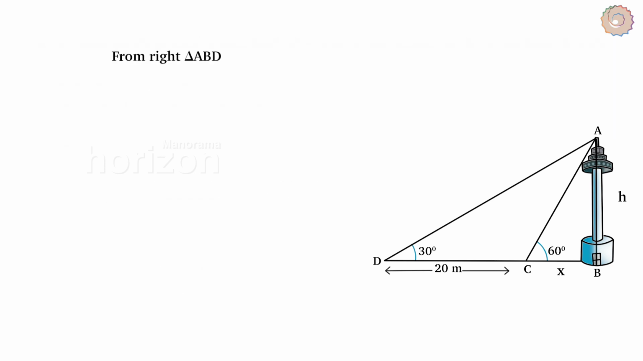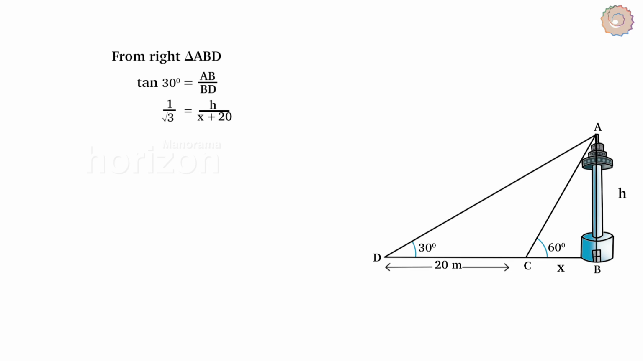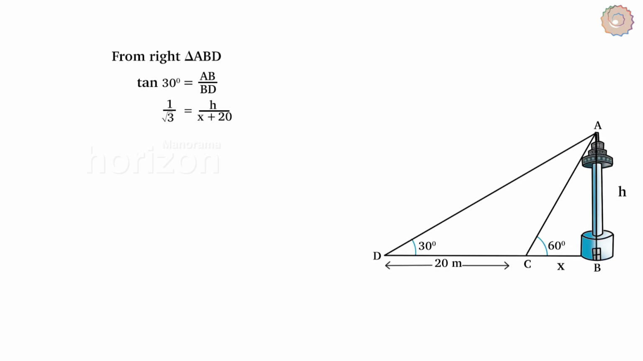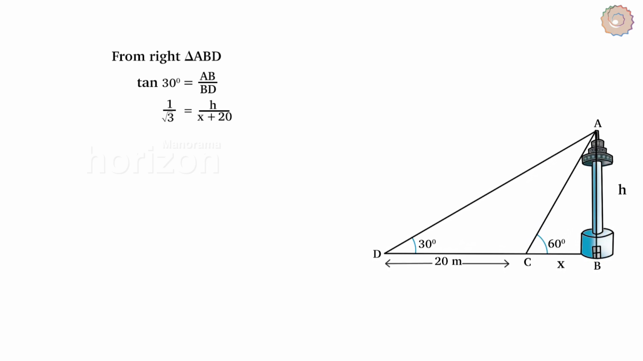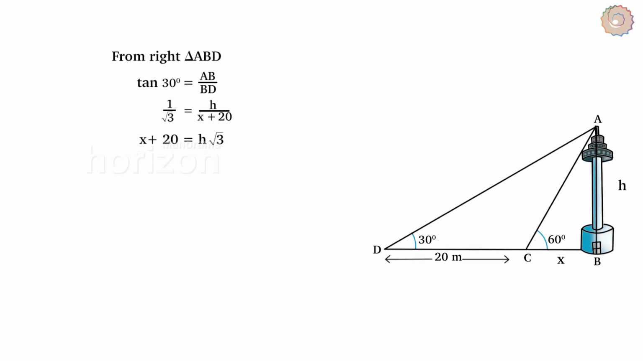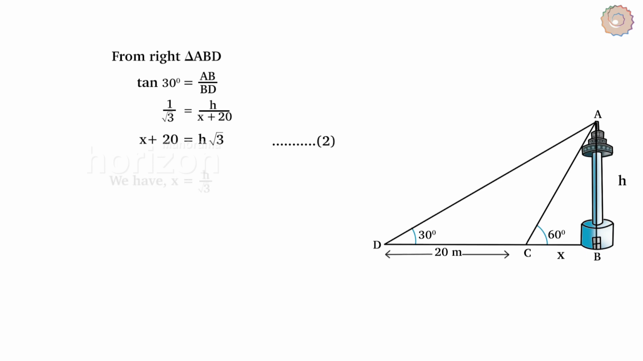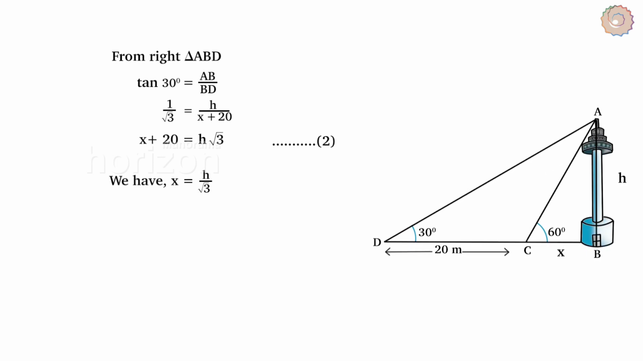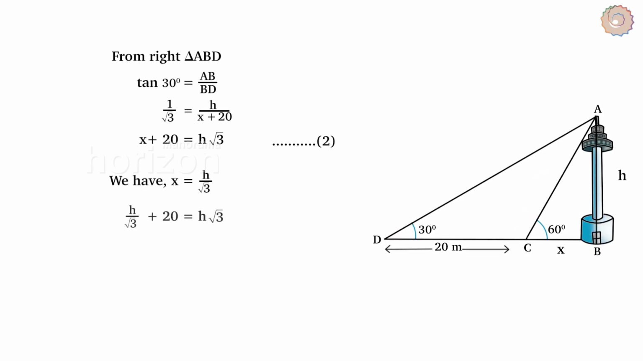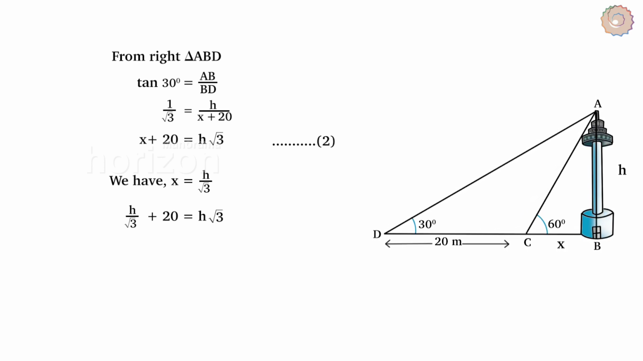From right angle triangle ABD, tan 30 degree is equal to AB by BD. We know that tan 30 is 1 by root 3, which is equal to h by x plus 20. Taking x plus 20 on the left hand side, we get x plus 20, which is equal to h root 3. Consider this as 2. We have x is equal to h by root 3. Now h by root 3 plus 20 is equal to h root 3.